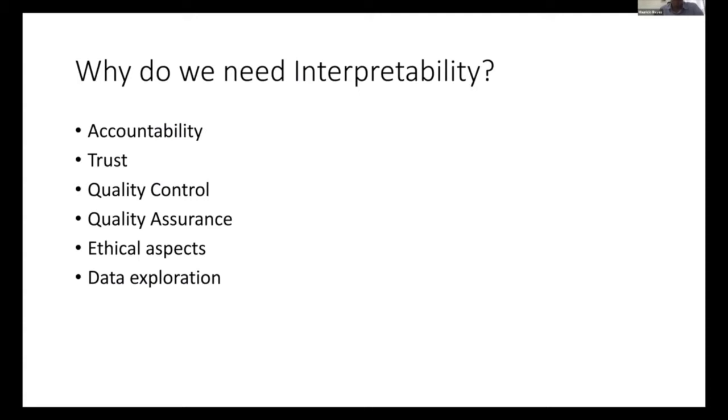Ethical aspects: we want to check that there are no ethical components in the bias that the system might be incorporating. Or finally, data exploration. We want to understand maybe new mechanisms that are explored or discovered by the AI system that might lead to a new biomarker, a new way of describing a phenomenon.